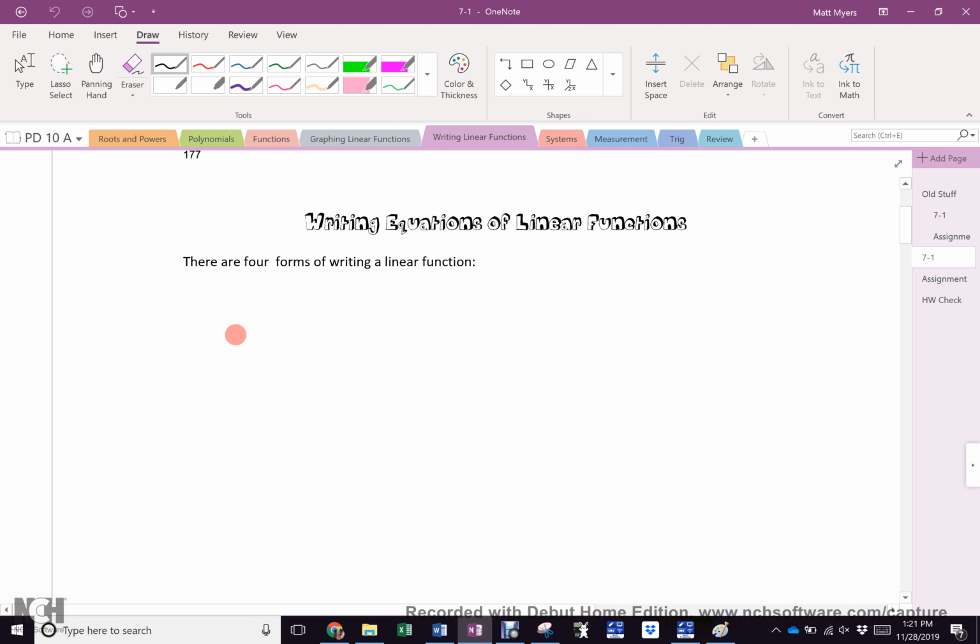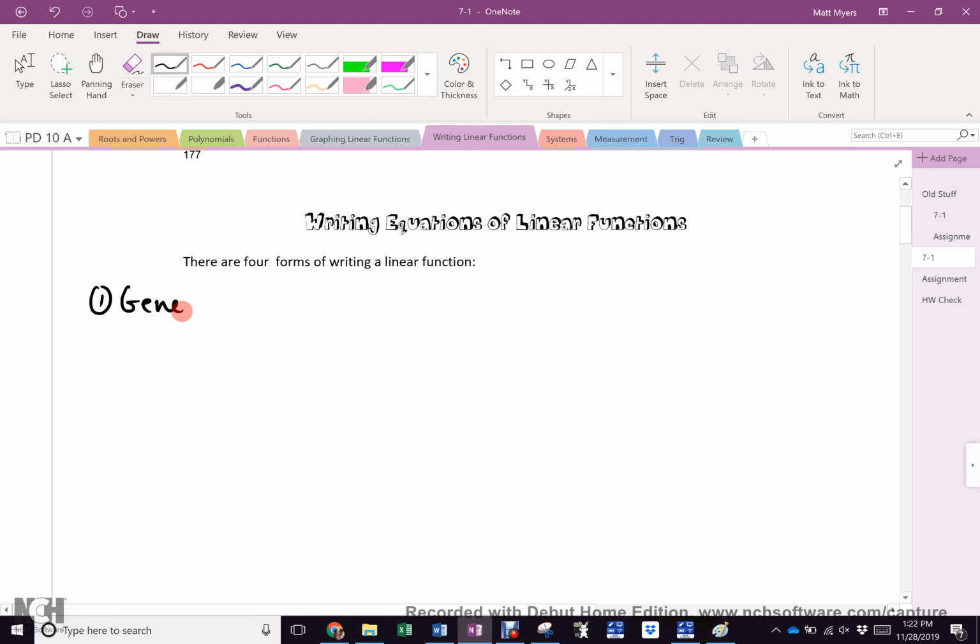Four algebraic forms of writing a linear function. Because no matter how we write it, once we put it on the graph, it looks the same. Yes? Okay. Those four forms, you already know them. You know them. You love them. Number 1 in your hearts. Number 1 on your programs.